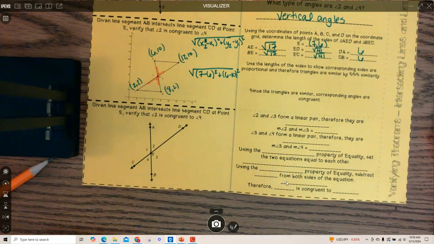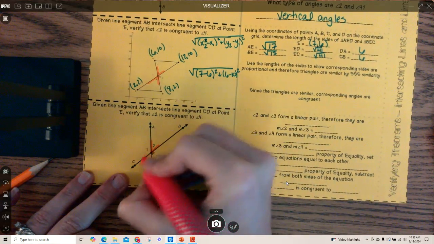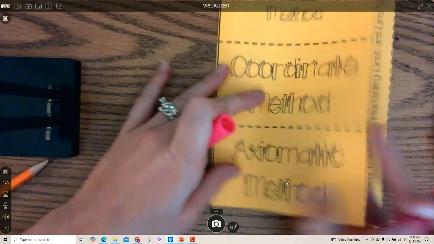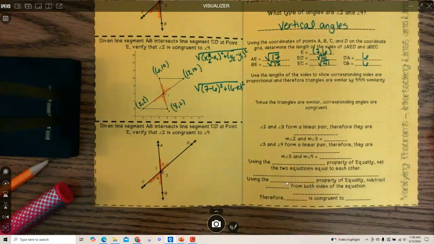All right, given line segment AB intersects line segment CD at point E, verify that angle 2 is congruent to angle 4. So same deal, new method. So the method for this one is going to be the axiomatic method. We could work our way through all these pairs.